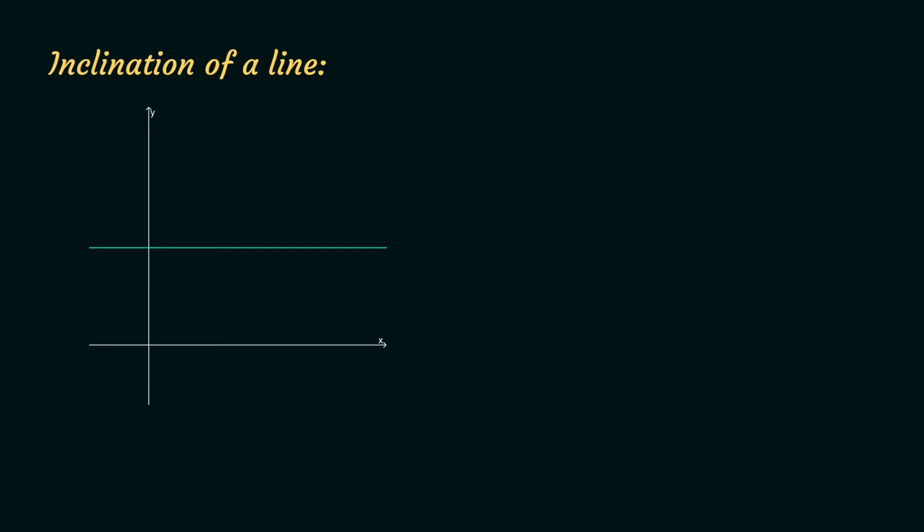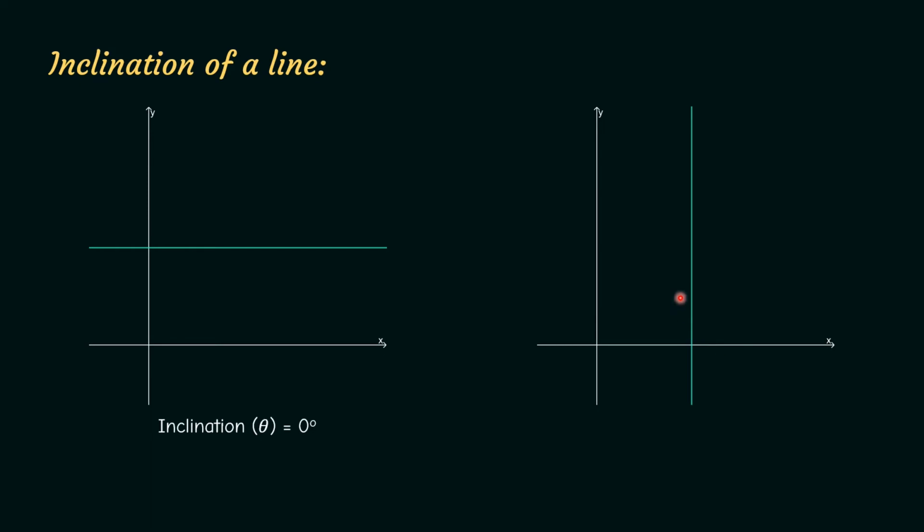For a horizontal line, that is, a line parallel to or coinciding with the x-axis, the inclination will be equal to 0 degrees. And for a vertical line, that is, a line parallel to or coinciding with the y-axis, the inclination will be equal to 90 degrees.